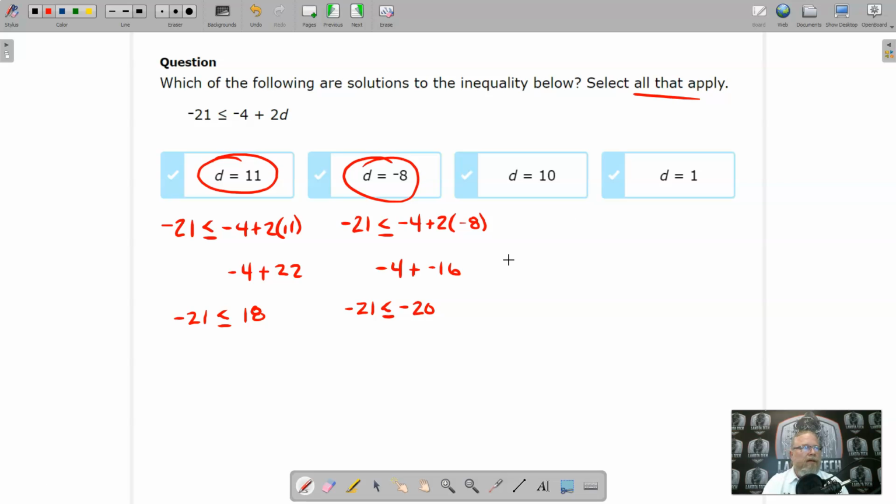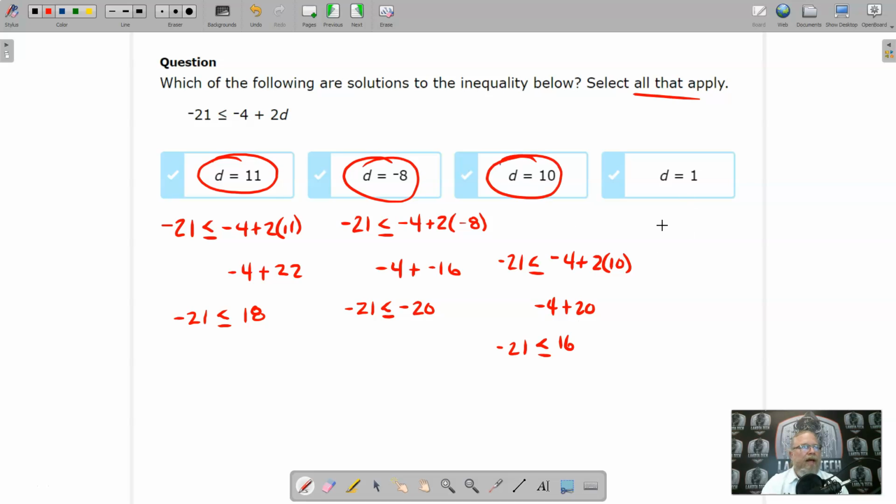On the next one, let's do negative 21 is less than or equal to negative 4 plus 2 times whatever d is. In this case, it's 10. Let's work the right side. Negative 4 plus 20, and the difference between 4 and 20 is 16. 20 has the greater absolute value, and it's positive, so I'm going to leave the 16 positive. And negative 21, yep, it's less than or equal to 16, so this one's good to go as well.